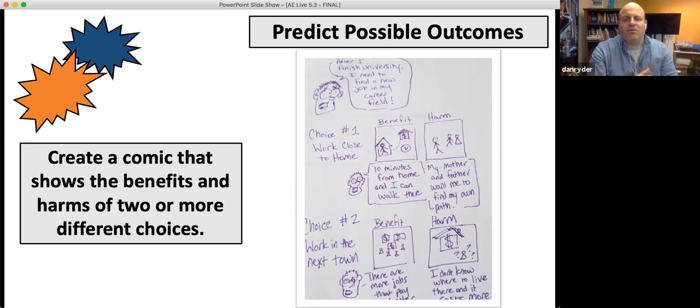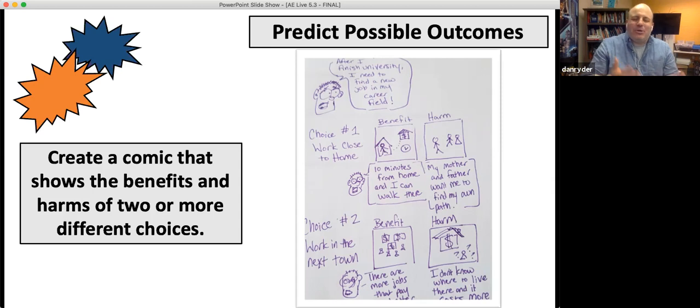So here we see a comic with someone trying to decide, after I've graduated from university, where am I going to work? What should I do? Choice one is working close to home. So I'm 10 minutes from home and I can walk there. That's a benefit, but the harm is my mother and father want me to find my own path. They don't want me in the house anymore. And so that's option one.